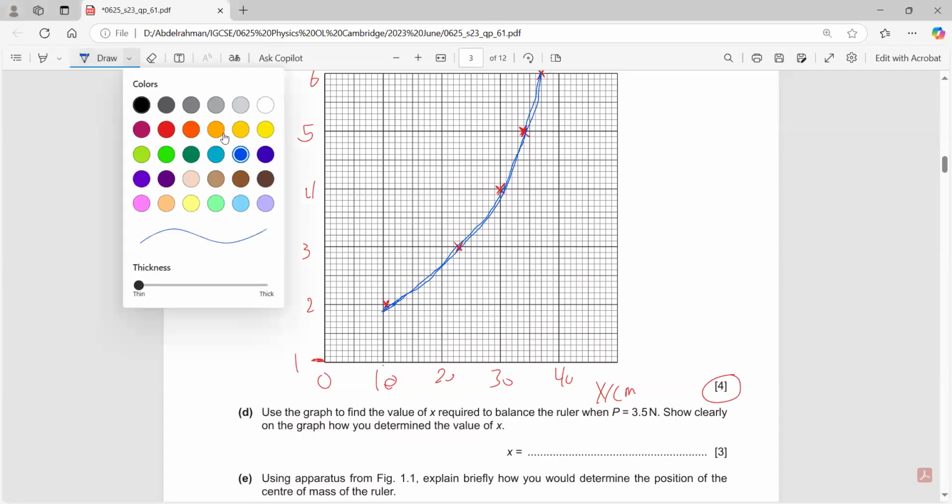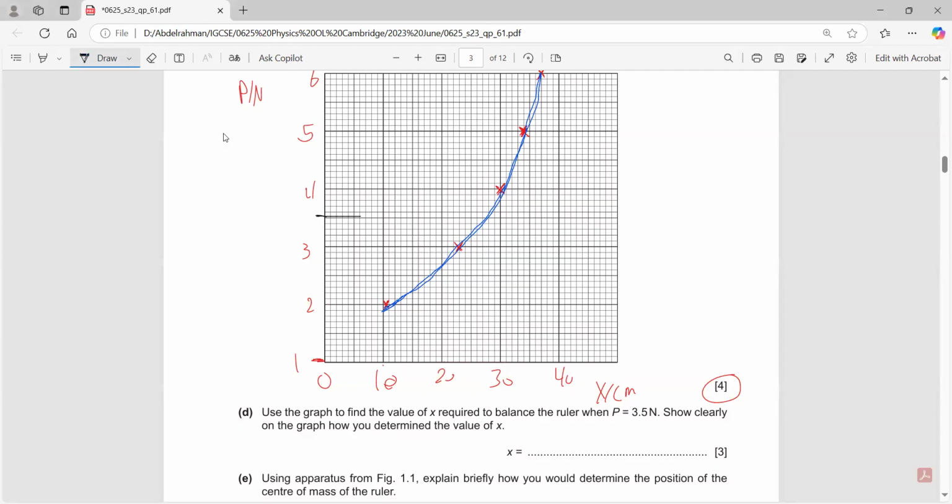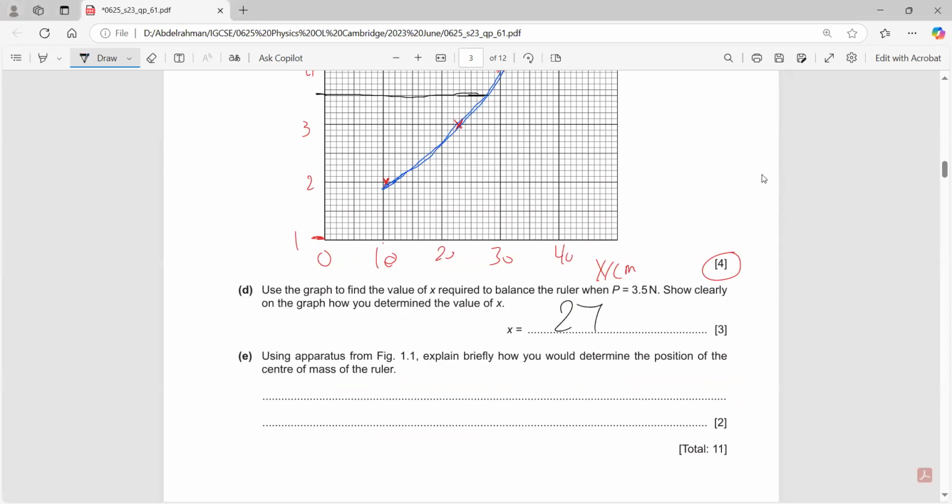If you draw the line from 3.5, this would be around 26. Some of you are saying 26. You might say 27. Some others might say 28. Again, just from the graph, whatever your point is, 27 is okay, 26 is okay. And then draw another line downwards. Using the apparatus.